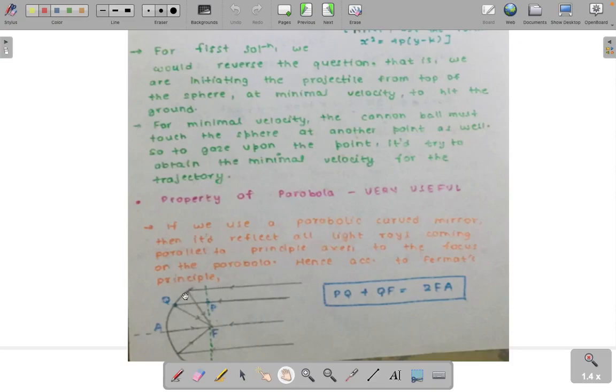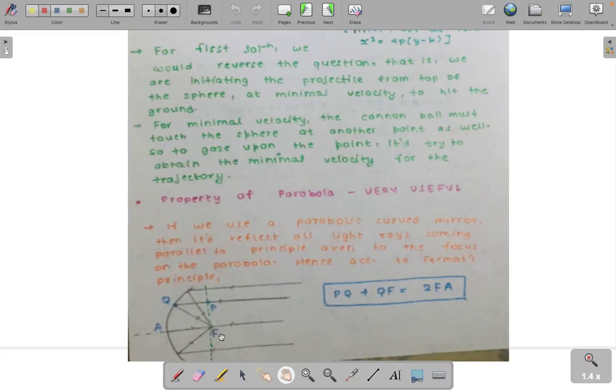That if we have a parabolic curved mirror, then it would reflect all the light rays coming parallel to the principal axis. It is not necessary that these rays are paraxial. It is just that these rays are coming parallel to the principal axis. So these rays would be reflected to the focus of this parabola.